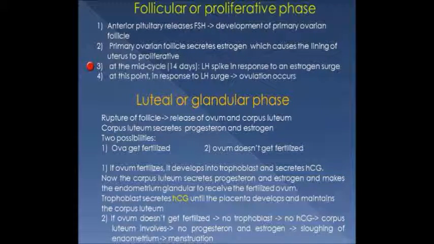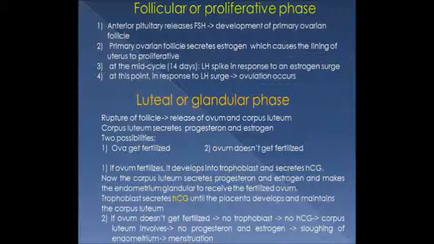At mid-cycle, day 14, there is an LH spike in response to an estrogen surge. At this point, in response to the LH surge, ovulation occurs. Now we have the luteal or glandular phase. The rupture of the follicle causes the release of the ovum and the corpus luteum. The corpus luteum secretes progesterone and estrogen.